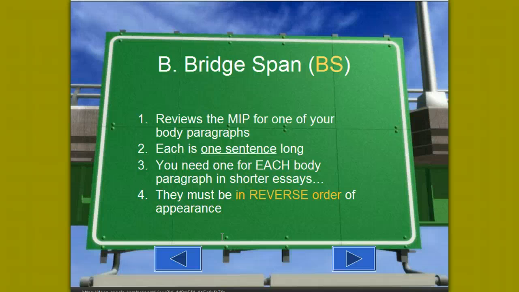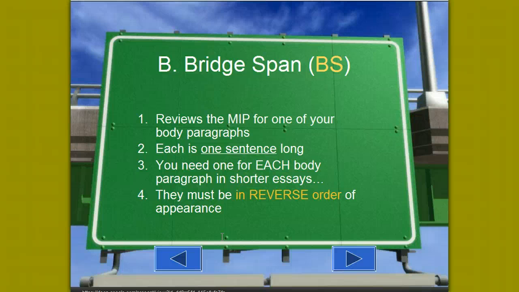And you're going to do this in reverse order. All right? These are bridge spans, just like in the introduction, only you word them a bit differently, and you present them in reverse order of appearance. So you're going to remind the reader about your third body paragraph, then your second one, and then your first one. And there's a good reason for this.